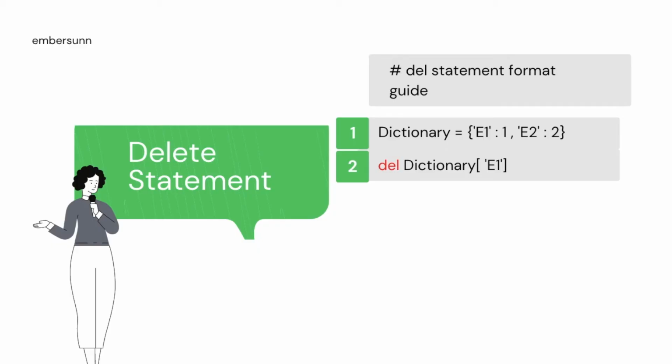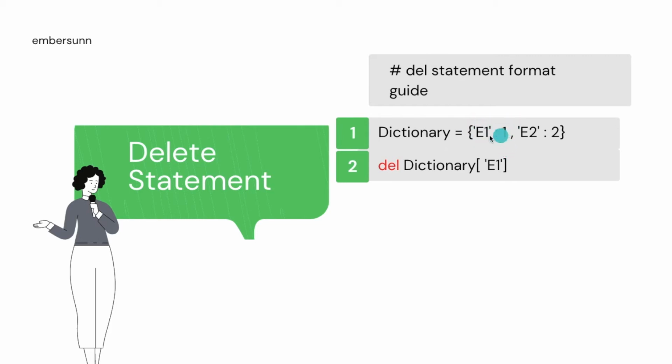I put up a format guide for the delete statement. The first thing you want to do is create your dictionary and have your first element followed by its value, and then your second element. Then you want to call in that delete statement followed by the name of the dictionary. In this example, it's literally just dictionary. And in square brackets, you want to put in that key value pair that you want gone from inside the dictionary. In this case, let's say we want to delete element 1 from the dictionary. Now what's going to happen is element 1 followed by the number 1 is going to be deleted because it's a key value pair.